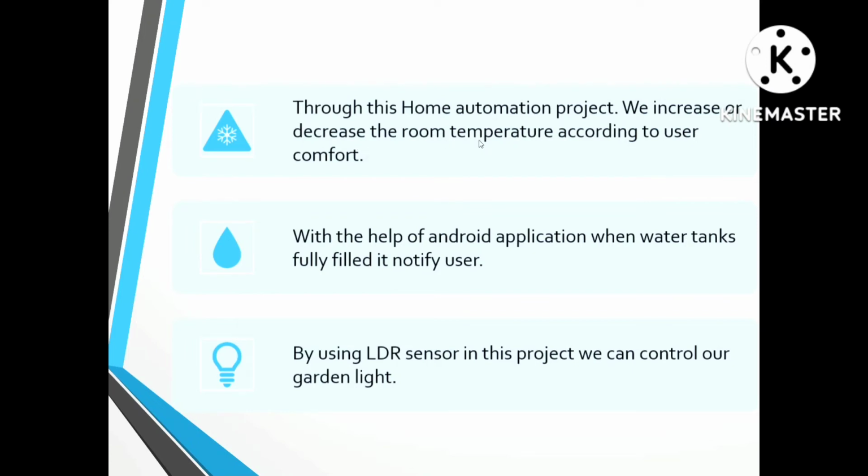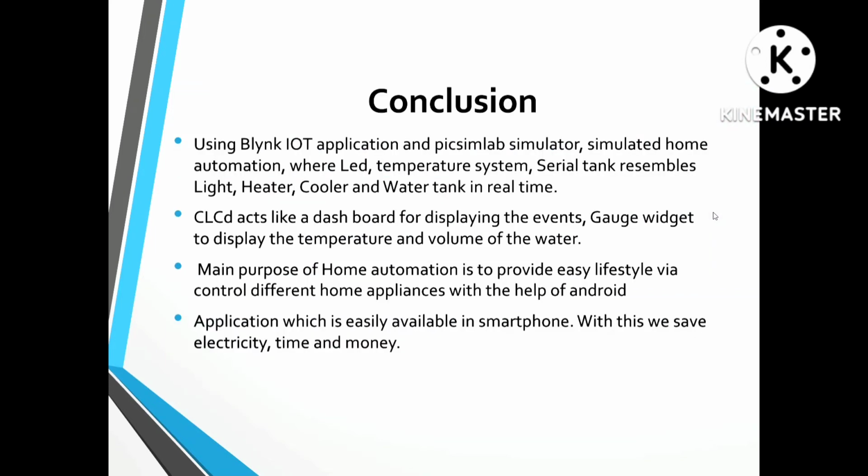decrease the room temperature according to user comfort. With the help of an Android application, when the water tank is fully filled, it notifies the user. By using an LDR sensor in this project, we can control our garden lights.